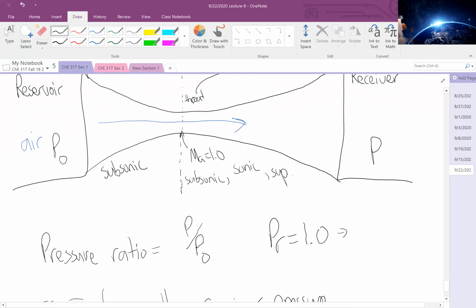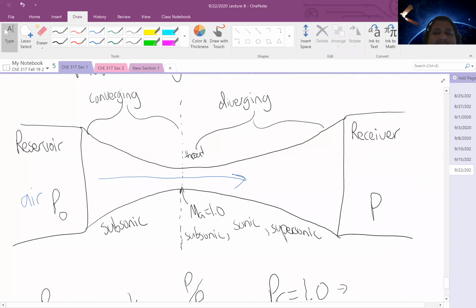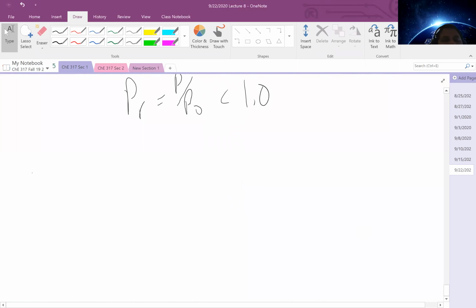And if I continue to decrease that receiver pressure, I can even regenerate supersonic flow in my diverging section. However, if the flow is not set up properly, I can result in a situation where a further decrease in the receiver pressure results in no change in flow. And I can quantify that as it's described in figure 6.3 of your textbook on page 141.